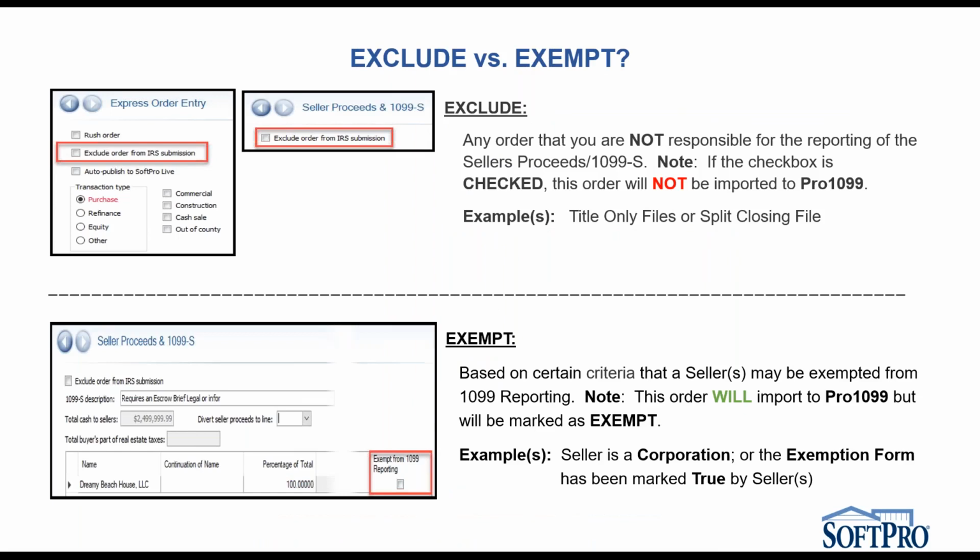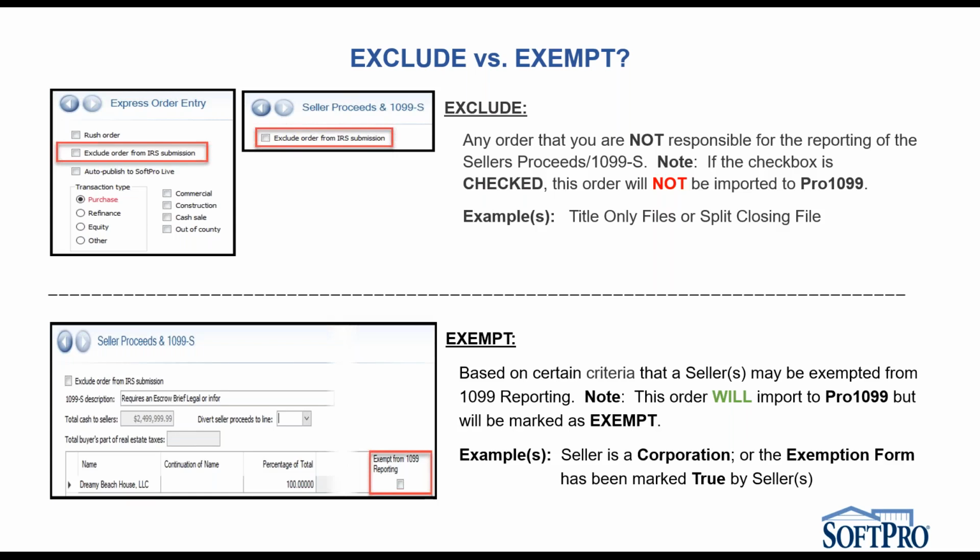Okay. So one of the biggest questions and problems that we see is you may or may not know the true meaning of exclude versus exempt. And in Select, there is a checkbox that is within the express order entry screen as well as the seller proceeds and 1099S screen. This gives you the ability to use the checkbox to exclude the order from IRS submission.